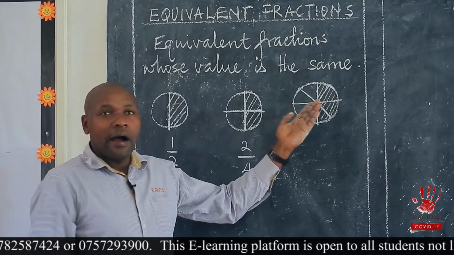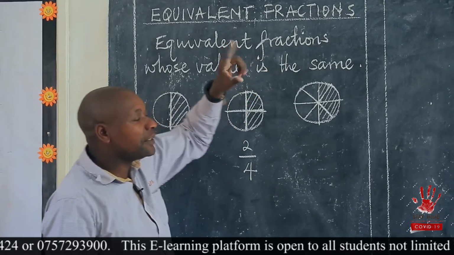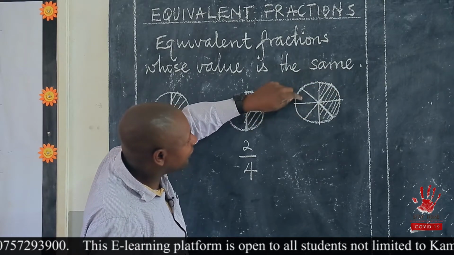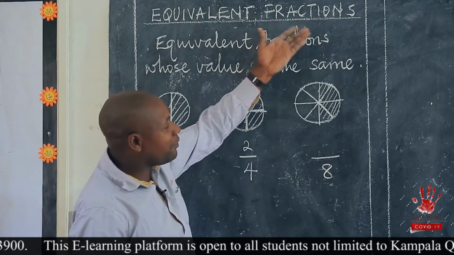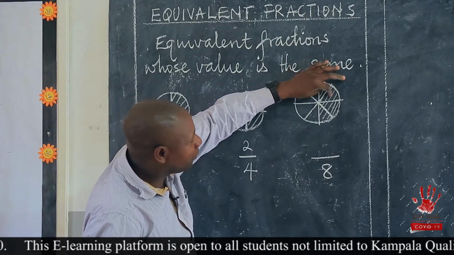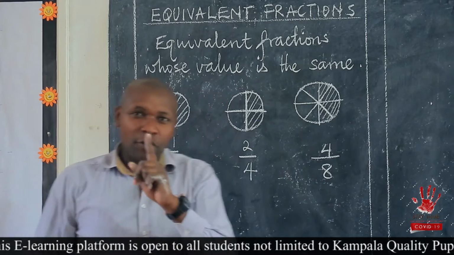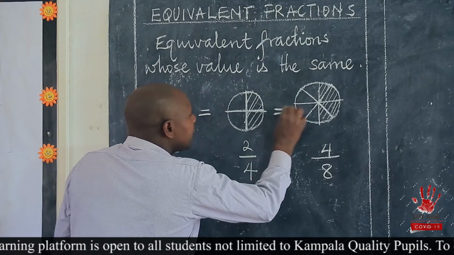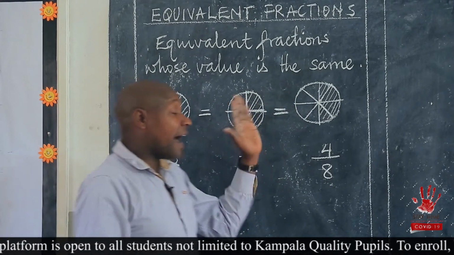Now then, who can tell me the part that is shaded? We first count the total, my friend. We have 1, 2, 3, 4, 5, 6, 7, 8. These are all 8, okay? But how many have I shaded? 1, 2, 3, 4. Somebody saying 4. If you are watching, to be sincere, all these fractions are the same. A half, 2 quarters, and 4/8.